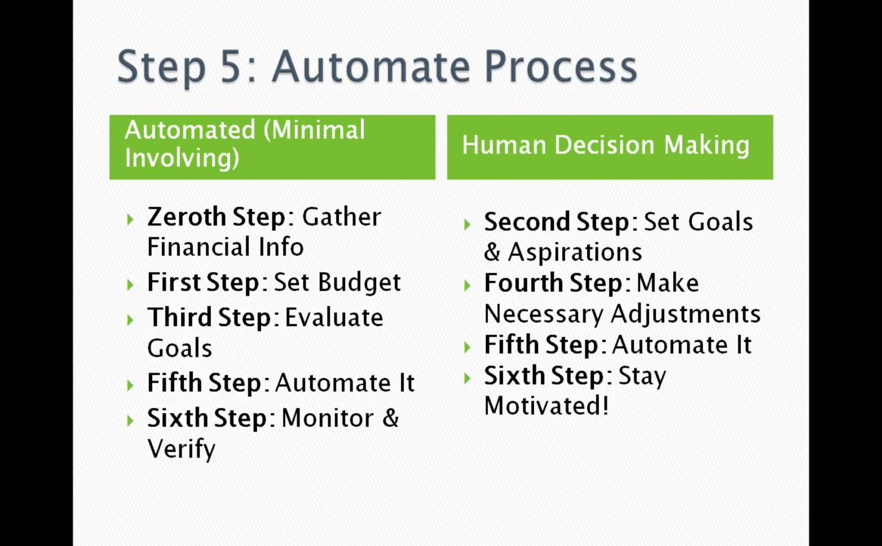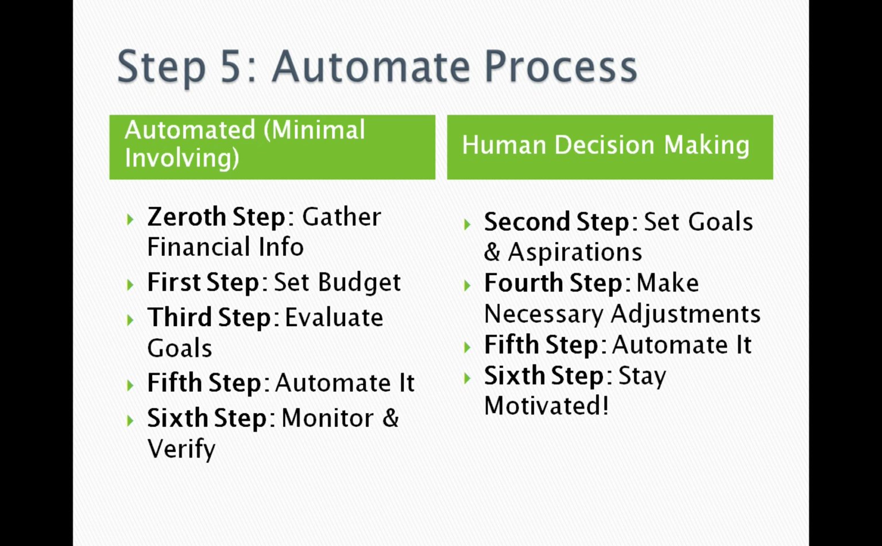So what we're going to do here is we're going to automate parts of the money manager's process. What you're going to see on the left-hand side is all of the steps that can be automated, and on the right-hand side, you're going to have all of the steps that require human intervention. So what you guys are going to see on the left is the first one, the 0 step, gathering information. A lot of the information that you're going to gather, usually you can go online and find wherever it is.